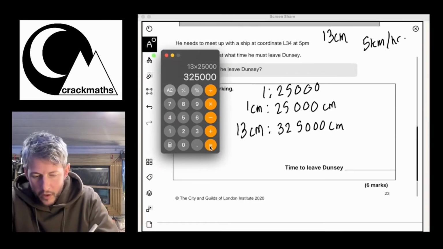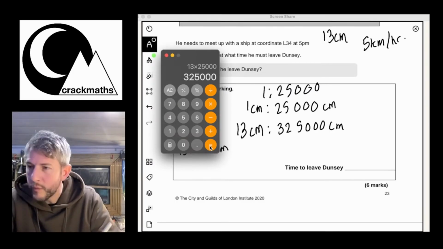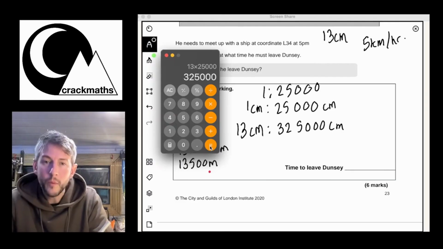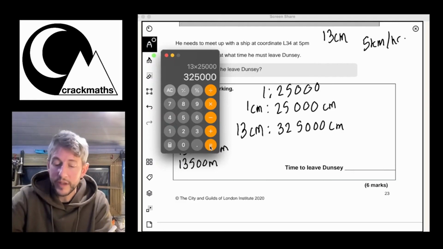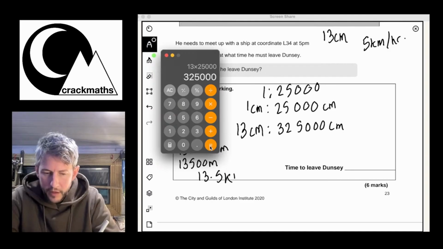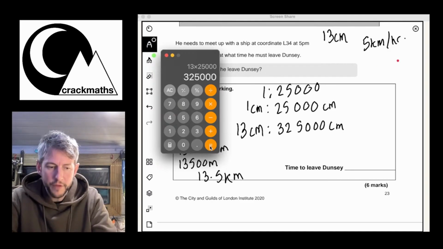So 135000 cm. Well, if we divide it by 10, we can turn it into metres. Is 135000 metres. Now, if we divide this by 1,000, we can get it into kilometres. So this is 13.5 kilometres. Okay, right. So 13.5 kilometres.